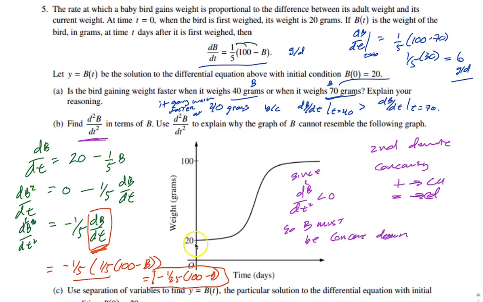So this graph must be concave down, which this given graph is not. The given graph is concave up right here and then concave down. So that's why this graph cannot resemble it, because this tells us it should be concave down the whole way. We have a little mix-up here, which the given graph is not.